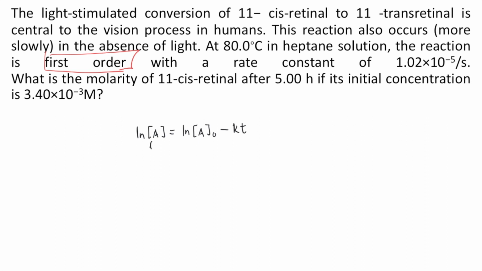A is the final concentration. A naught is the initial concentration. k is the rate constant. And t is the time. Okay, now let's substitute the values into the equation.